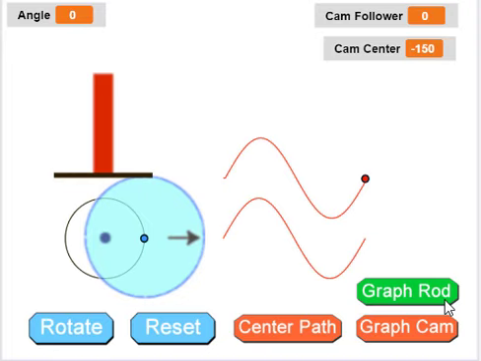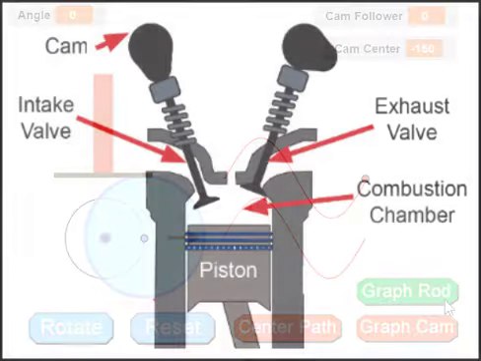These particular results are only valid for a cam that's a circle. The path followed by a cam follower would be different for a cam that was a different shape, such as an oval. Engineers use this characteristic to shape the movement of the cam follower.